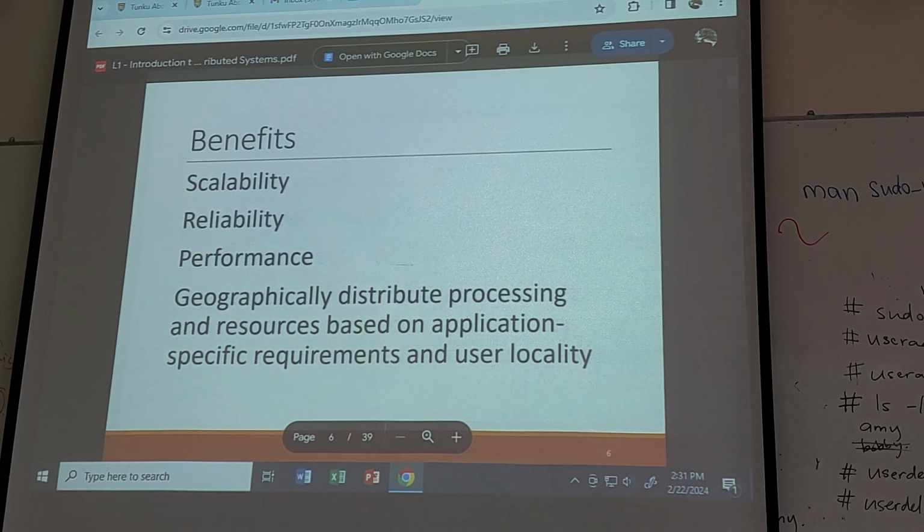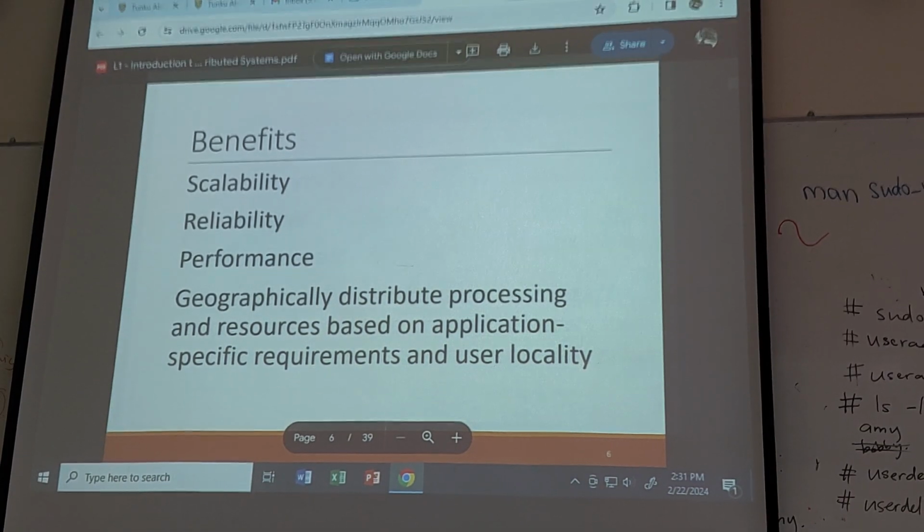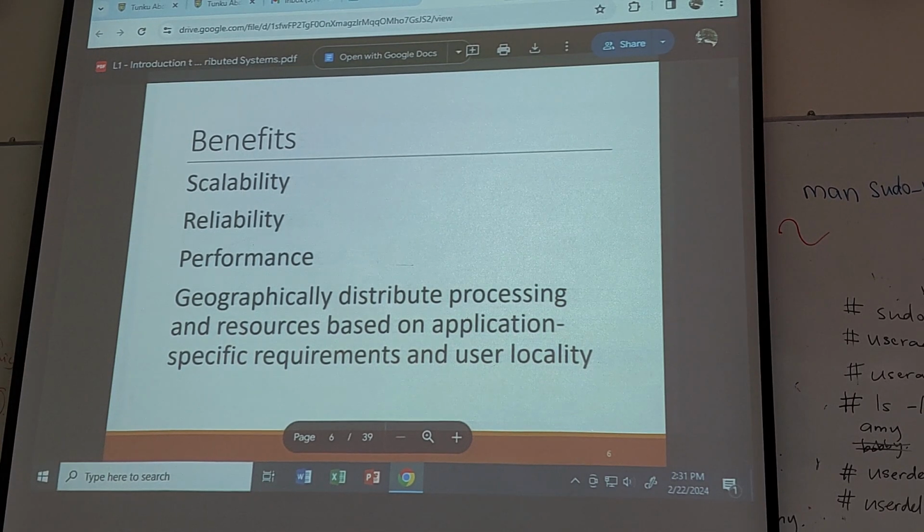The last one is geographically distributed processing, and this is good because you do not want your assets to be in one location. You want it to be in Malaysia, in Japan, in Australia, in America, or whatever countries your company accesses. It can be a good point as well, because for example, if you have your main office, your headquarters, in Japan, right? What happens if there's an earthquake?